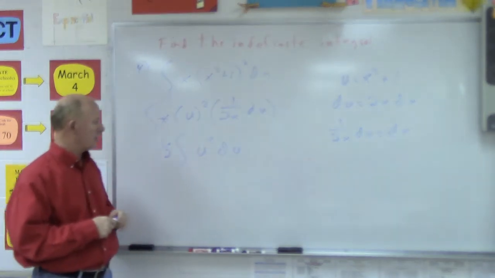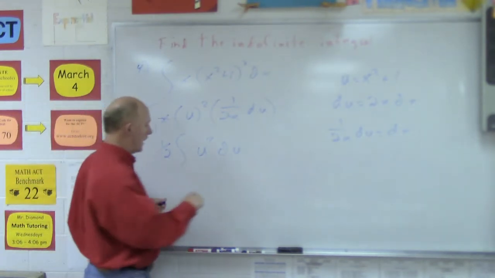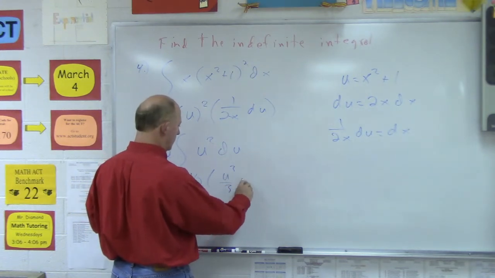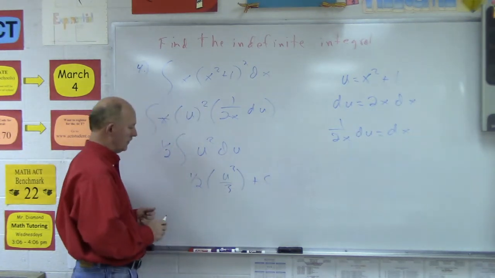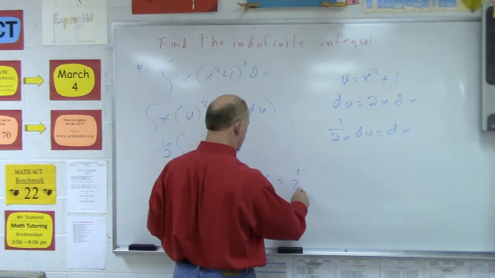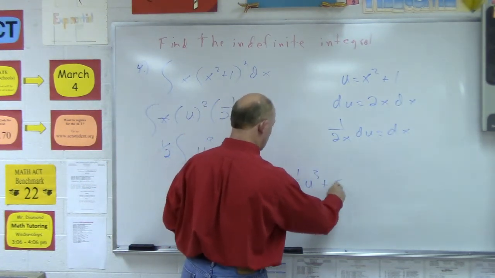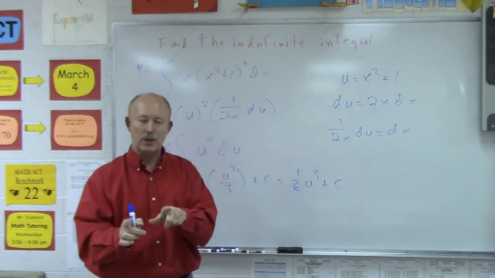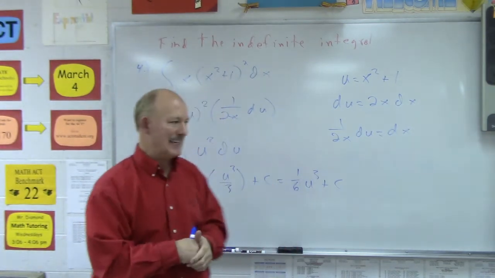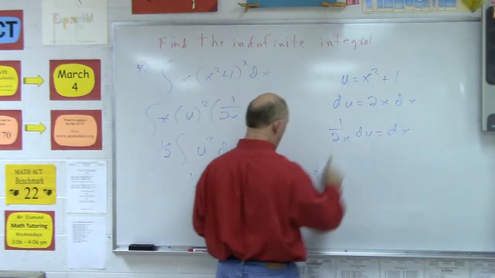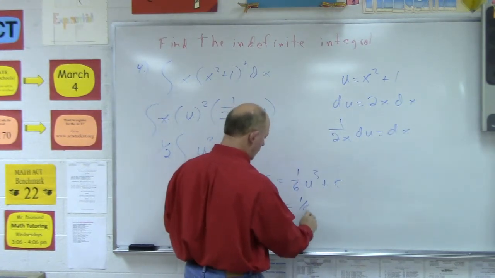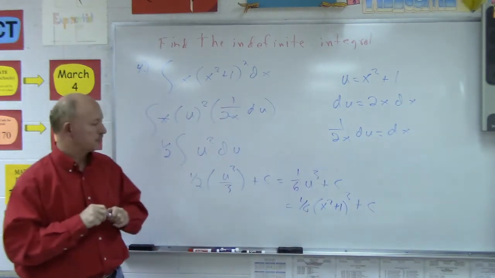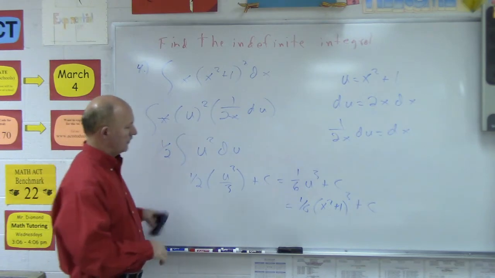To find our antiderivative, it's just a matter of using the general power rule. This should be 1/2 times u to the third power over 3, plus our constant of integration. This simplifies to 1/6 u cubed plus c. That's our antiderivative in terms of u. The last thing we want to do is convert it back into terms of x. Substituting x squared plus 1 back in, this becomes 1/6 times x squared plus 1 to the third power, plus c. And there you go.